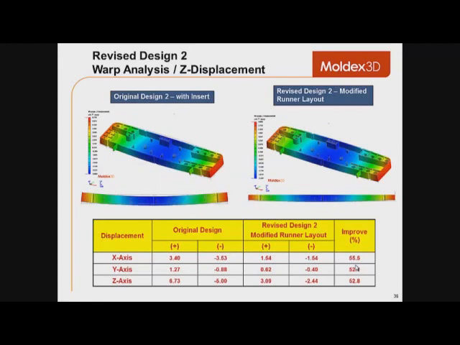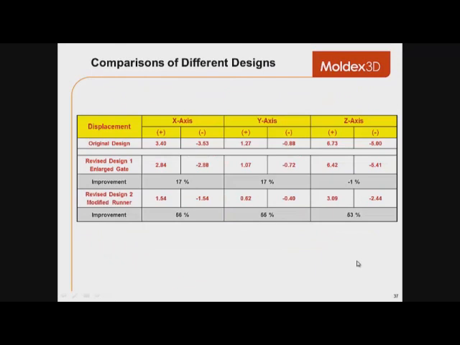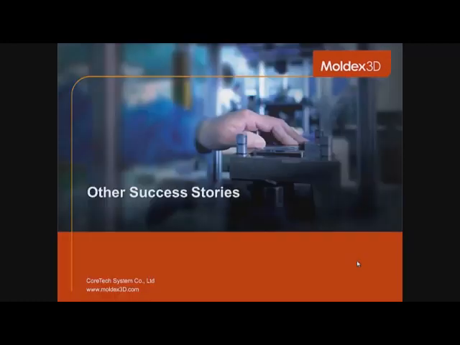Below you can see the warpage of the original design versus the revised design, and the improvements were above 50%. And here's a final comparison of all the designs, and it shows the second redesign greatly improved the warpage by providing a more balanced filling of the cavity, which provided a more uniform packing effect and uniform volume shrinkage.